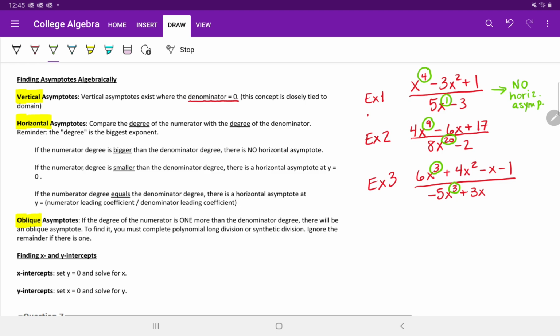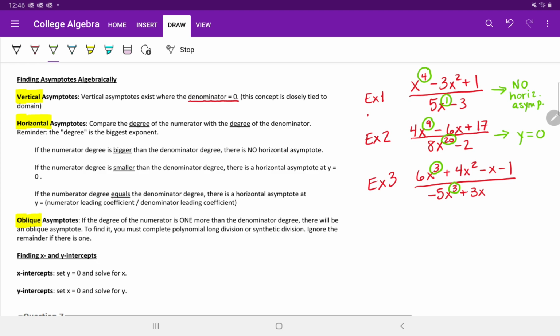However, if the numerator degree is smaller than the denominator degree, then we do have a horizontal asymptote at y equals 0. So in example 2, our top degree is 9, our bottom degree is 20. If the bottom degree is bigger than the top, then we do have a horizontal asymptote at y equals 0. It's always 0 in this case, always 0 if the bottom is bigger.